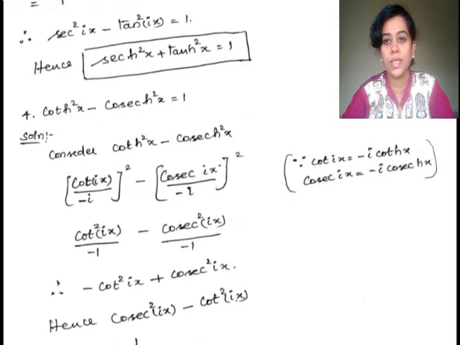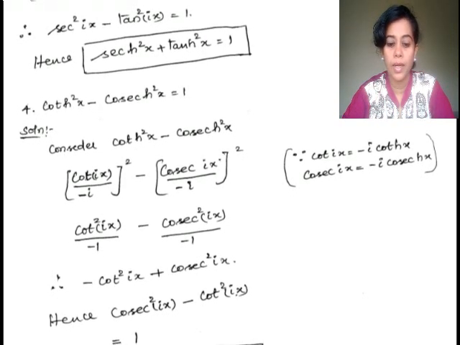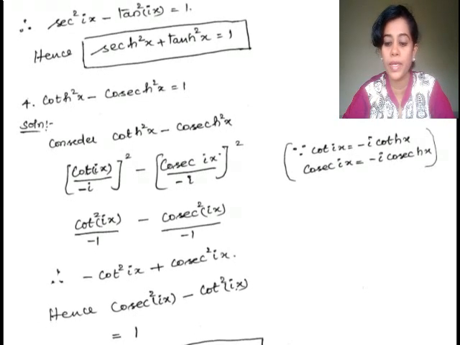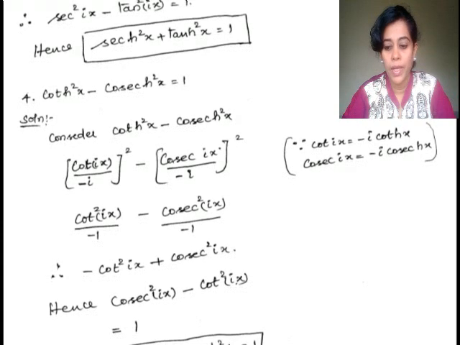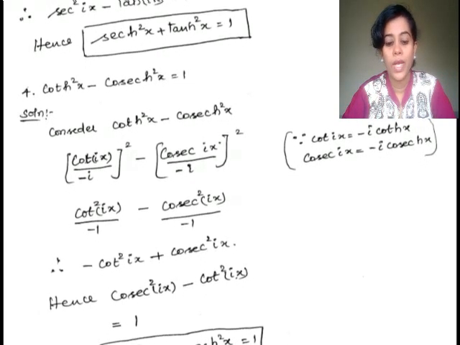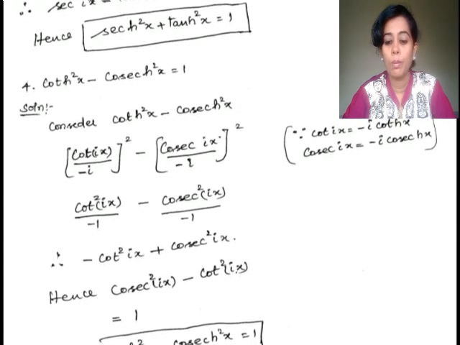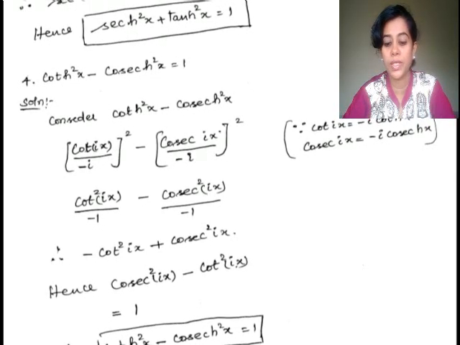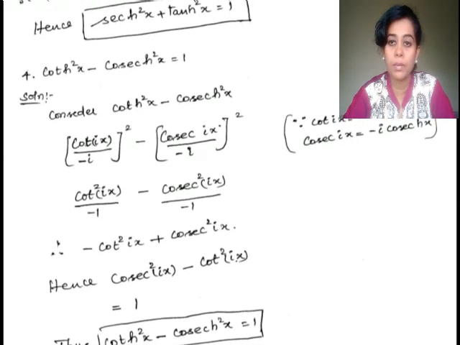Here also we are going to consider the left hand side, coth²x − cosech²x. This will be written as coth x equals minus cot ix by i, and therefore we can replace it by (cot ix / (−i))². And similarly, cosec ix is equal to −i cosech x. So therefore cosech x is equal to cosec ix by −i.